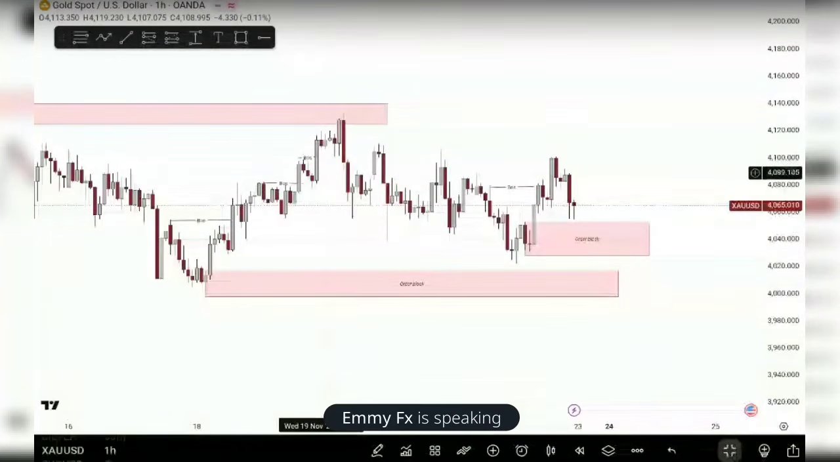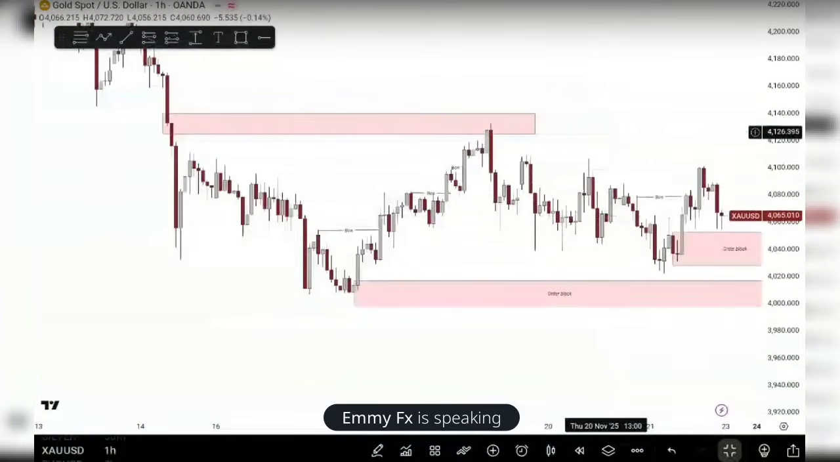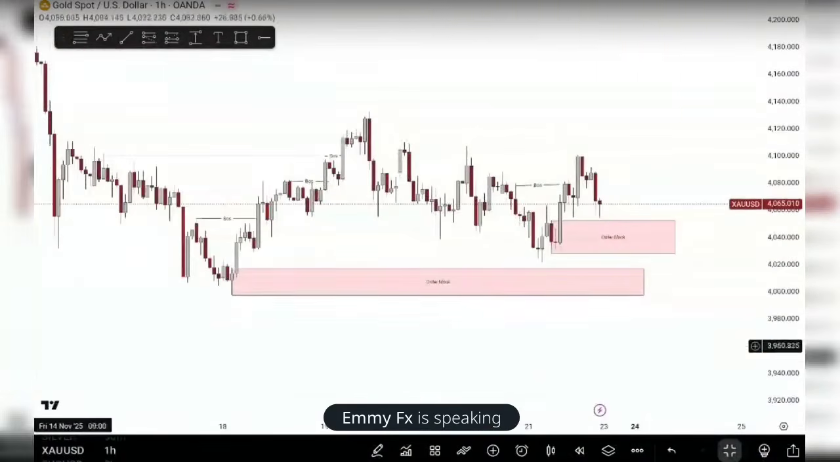That breaks structure because it's not strong enough. Price disrespected this order block. So I want to let you know that not all order blocks are valid to trade.